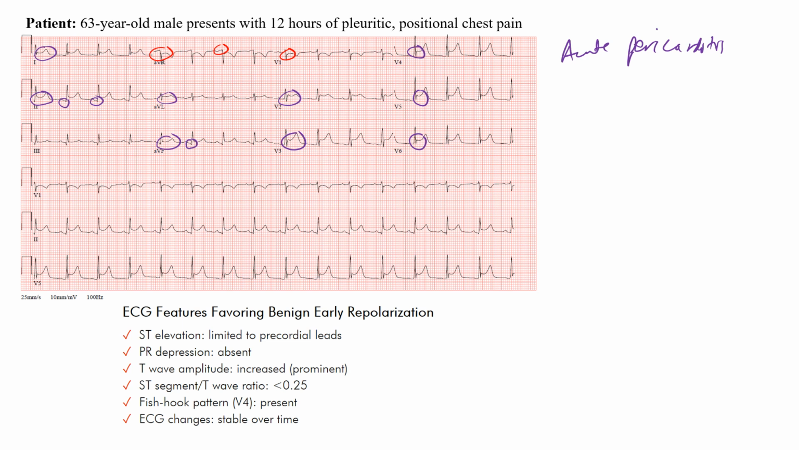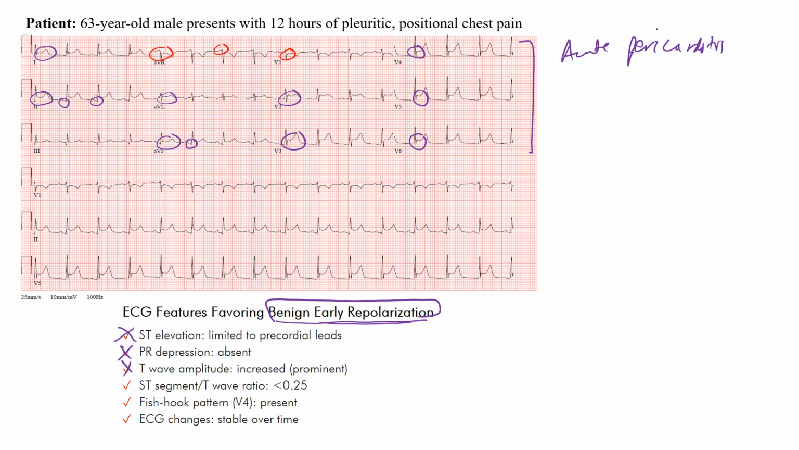Well, these are the ones that we just discussed favoring early repolarization. Is the ST segment elevation limited to the precordial leads? No, we just said that it's pretty diffuse, so this is not there. Is there PR depression? Yes, we saw it. Well, in early repolarization, we said it's absent, so this is not correct either. Do those T waves look increased and prominent in amplitude? Well, maybe somewhat here in the lateral precordial leads, but overall not so much. They're not as prominent as the ones we saw before.